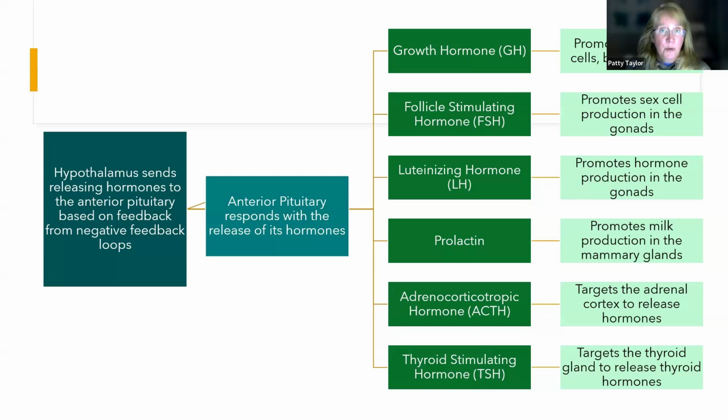Follicle stimulating hormone targets the gonads. It causes sex cells to be produced, so oocytes or ova in females, and sperm or spermatozoa in male testes. Luteinizing hormone is another one that targets the gonads. This one increases hormone production, such as estrogens by female ovaries and testosterone by male testes.